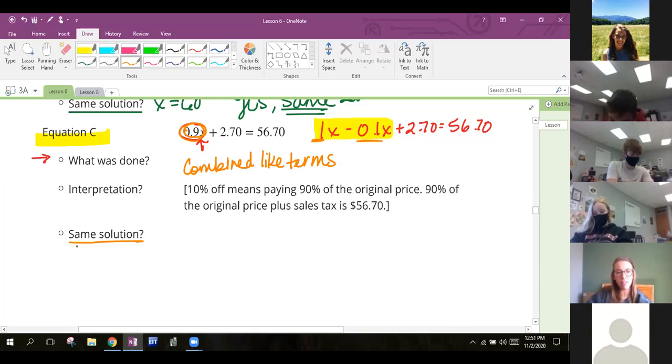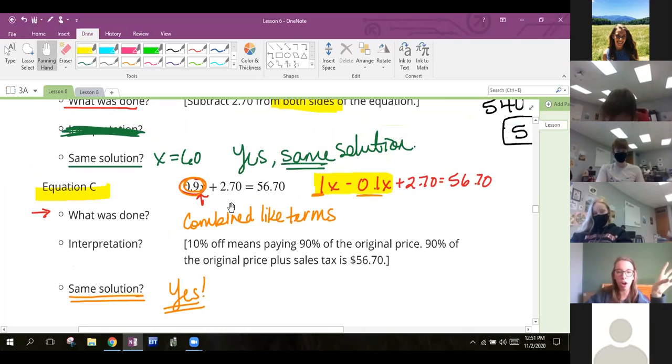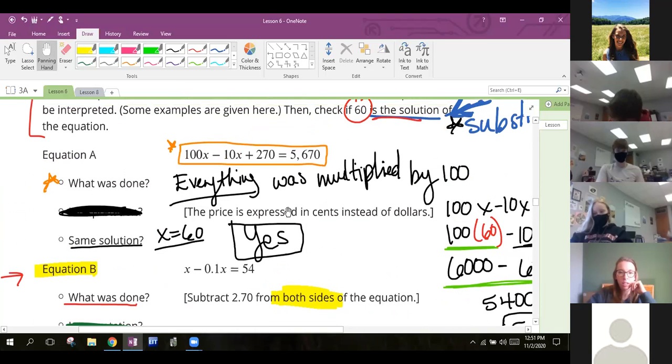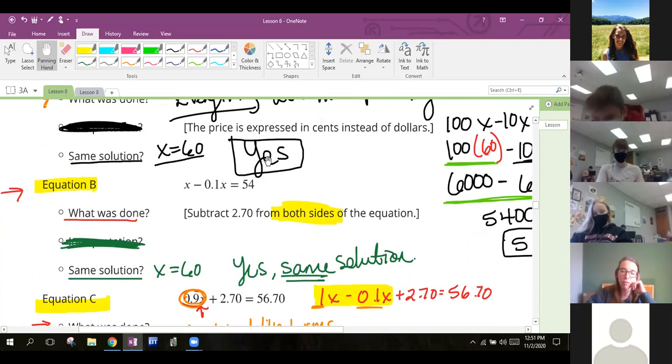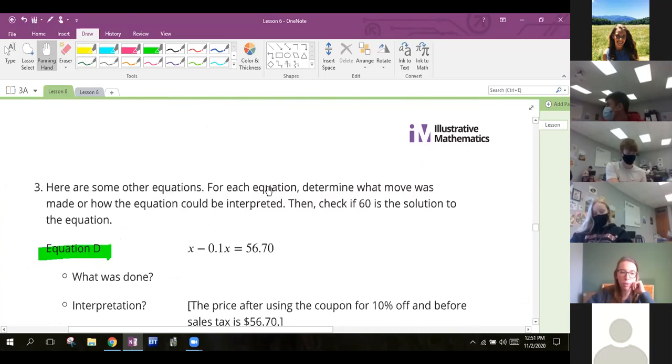Right, did it end up having the same solution? Yes, it did have the same solution. Okay, so here's what I want you to notice before we move on. So far, when we just combined like terms, we did something to both sides. We did something to everything in the equation. Did my solution stay the same every time? Yes.